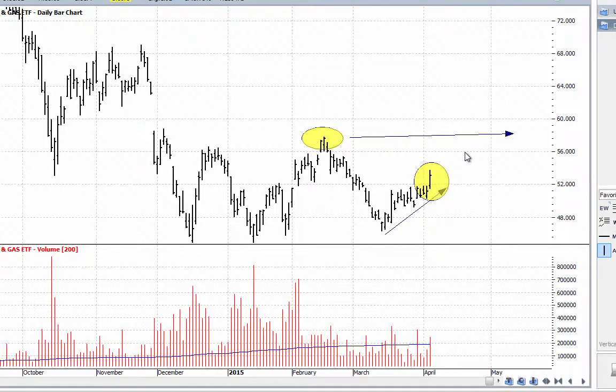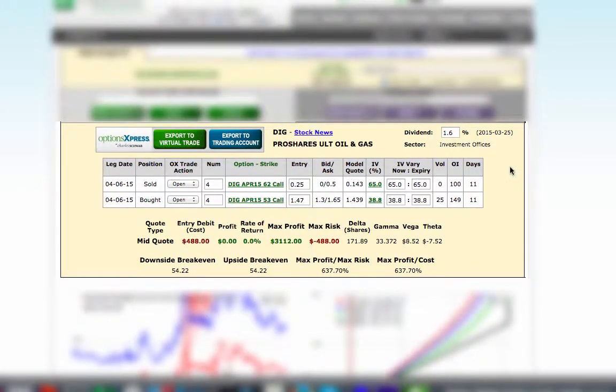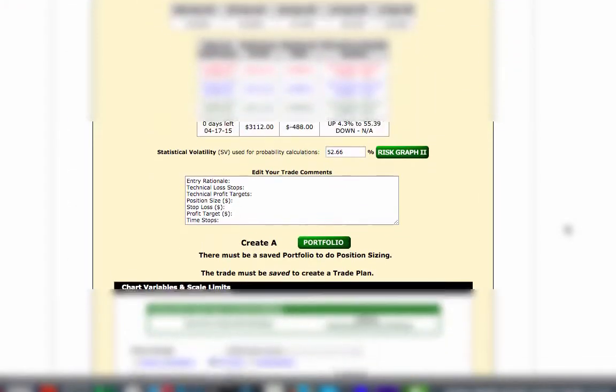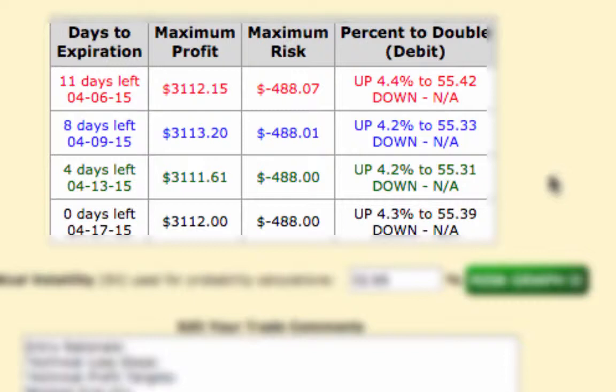Now let me switch over to the actual options spread that I have constructed here. In this case, I'm going with very short-term options. Notice here I've only got 11 days to options expiry, and that's because in my forecast, in my analysis, I believe that the move up is going to be a fairly quick move. So I've bought a spread, and I'm just going to scroll down here and show you that this spread actually doubles in value fairly quickly.